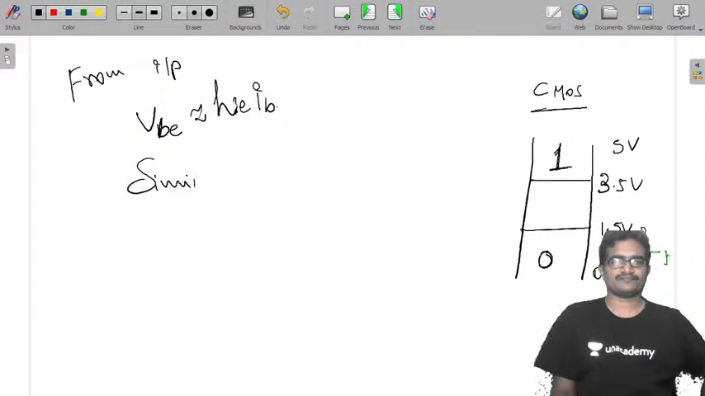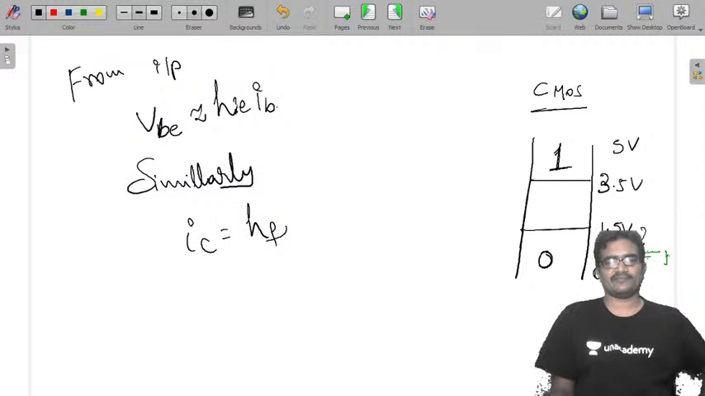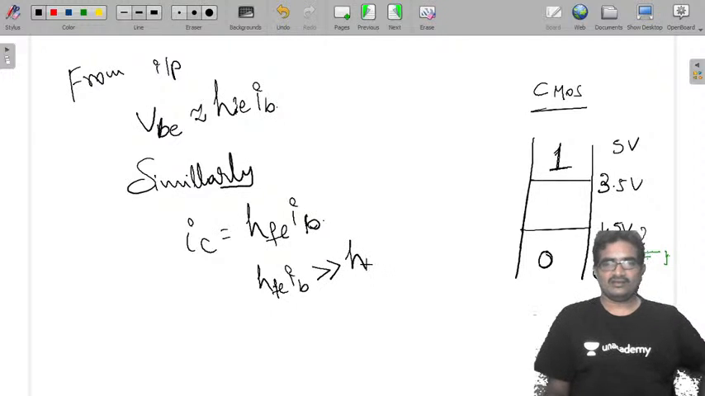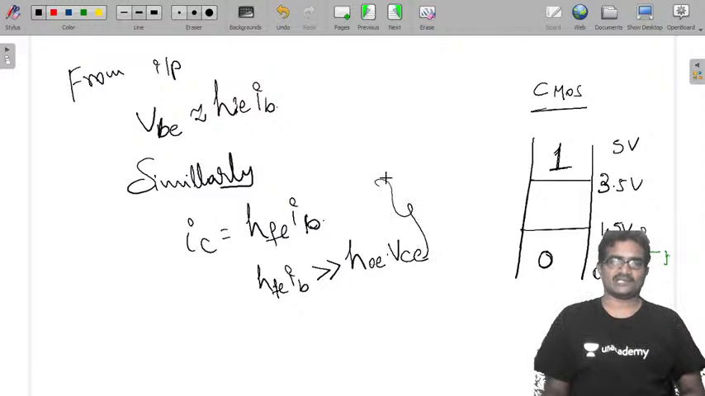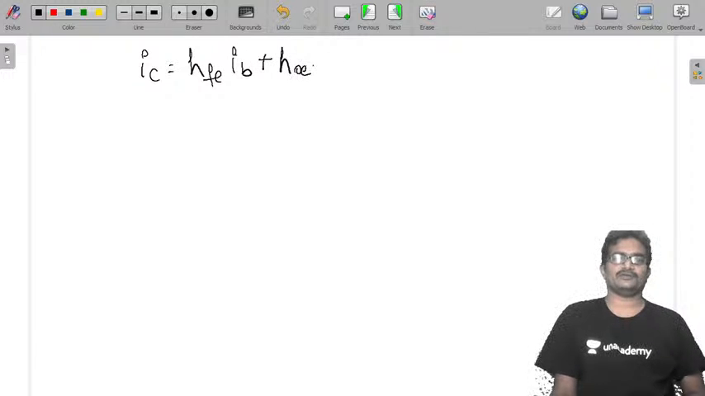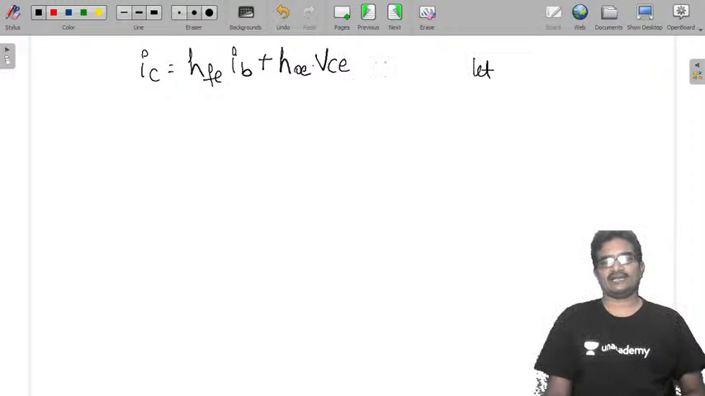Similarly, we can write IC is HFE into IB, because this HFE into IB is much greater than HOE into VCE. Okay, we go and do this analysis also. See this, I will show that one now. So your equation is IC is HFE into IB plus HOE into VCE. Now let me take IC as 5 milliamperes.